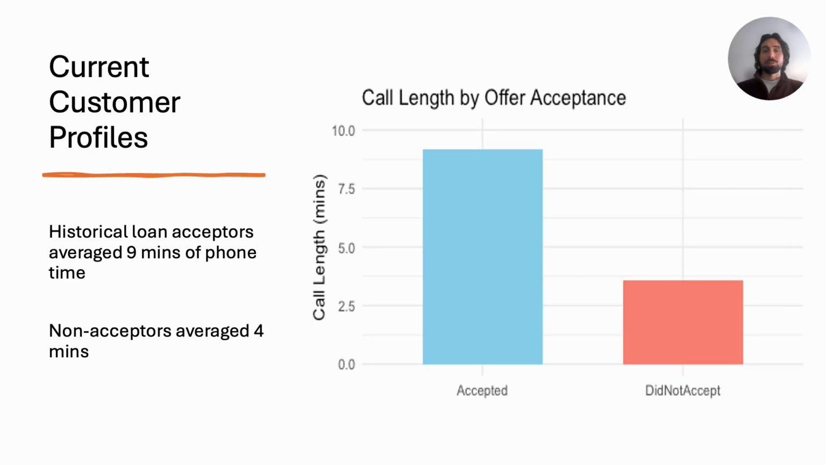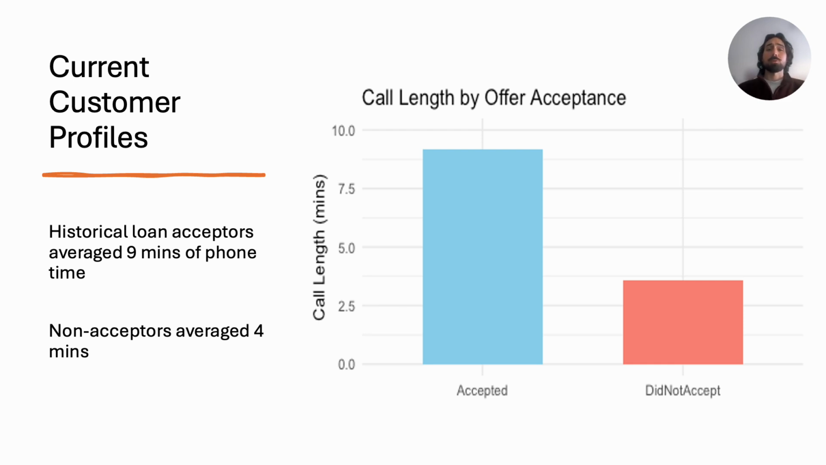When looking at current customers that had accepted a loan offer, we found a major relationship between customers who accepted offers and how long they stayed on the phone with bankers. Customers who accepted offers spent on average about 9 minutes on the phone versus about 4 minutes for customers who declined the offer. This is not surprising, as we expect customers who are interested to ask more questions and hear out what our bankers are offering.